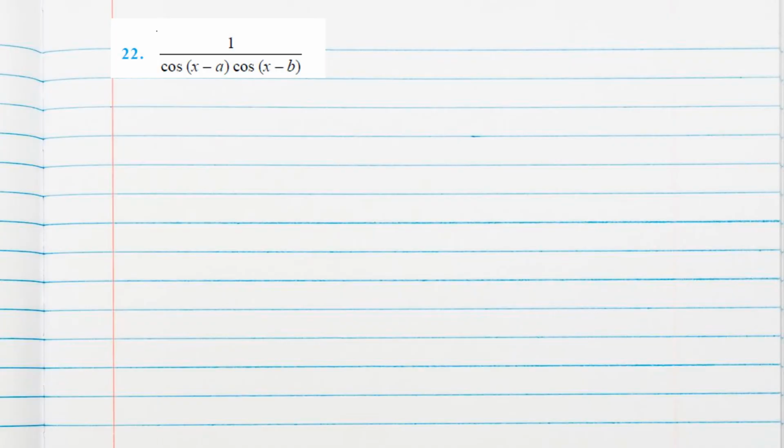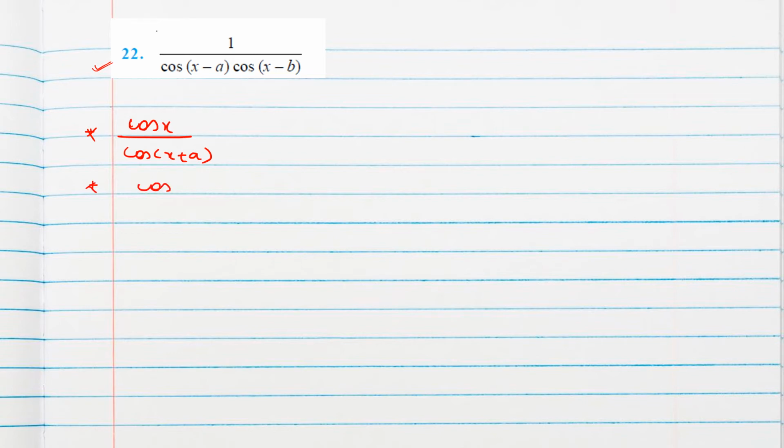Question 22, 1 by cos x minus a into cos x minus b. See, this is not a single question; one type is there actually. So before solving this question, some of the basic questions of this type I want to discuss. That is, suppose the integral cos x by cos x plus a. Suppose this is question 1.